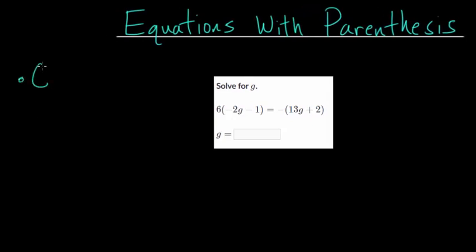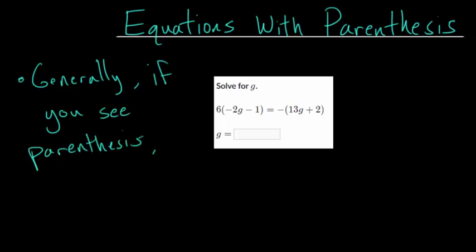We want to say generally, because this doesn't always happen. There are exceptions where maybe we'd want to get rid of a fraction first or something like that. But generally speaking, if you see parentheses, the first step is to distribute or to get rid of the parentheses. So with this problem, with these two different sets of parentheses, we are going to distribute to start this problem off, to get rid of the parentheses and effectively transform this equation into one with variables on both sides, and then we'll solve it like we did in our previous video with variables on both sides.